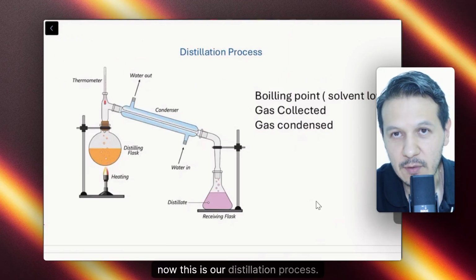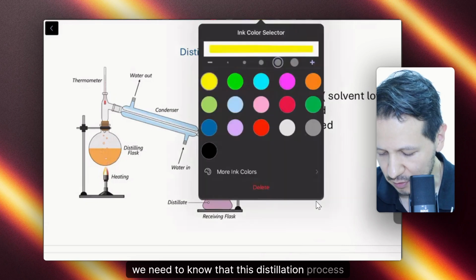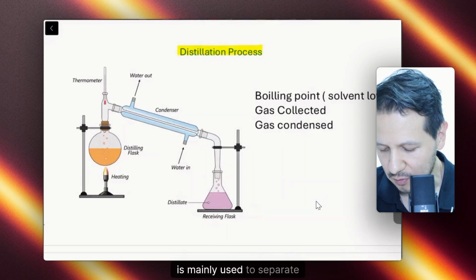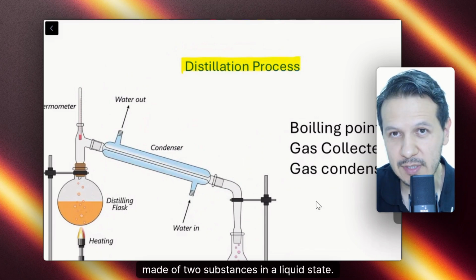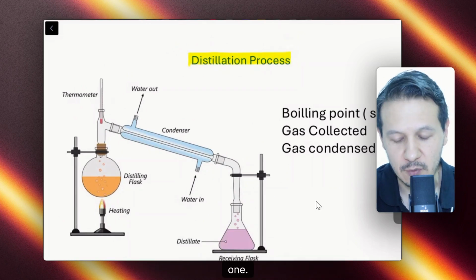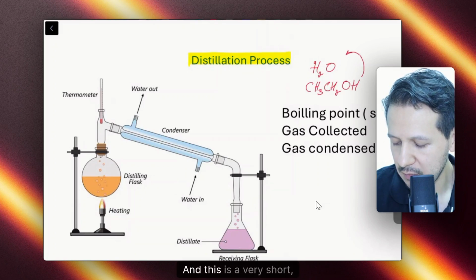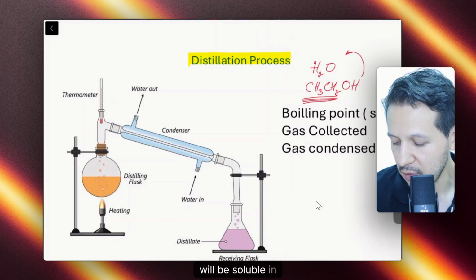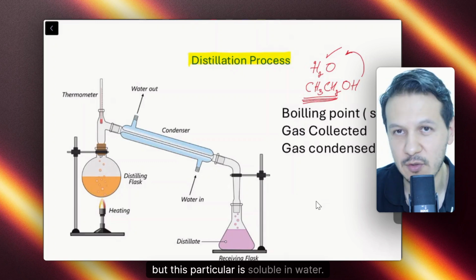Okay, now this is our distillation process. So first we need to know that this distillation process is mainly used to separate a mixture made of two substances in a liquid state, and they are miscible. So one of the substances is soluble in the other one. For example, let's say water and ethanol. As you know, alcohols, and this is a very short-chained alcohol, will be soluble in water. I'm not saying that all alcohols are soluble in water, but this particular one is soluble in water.